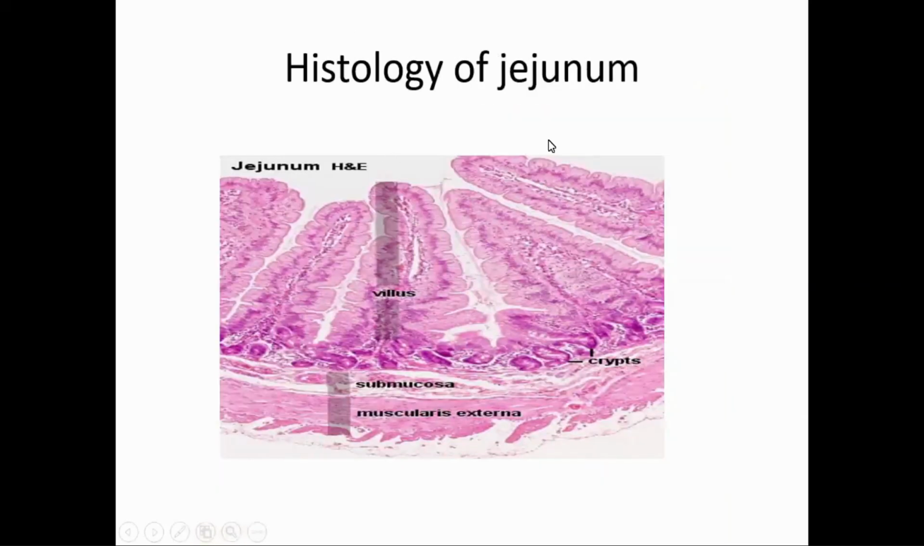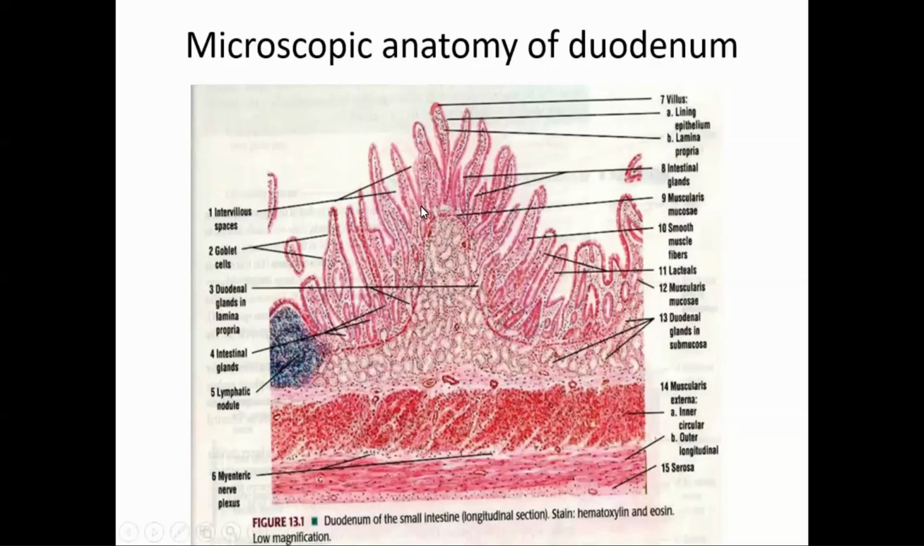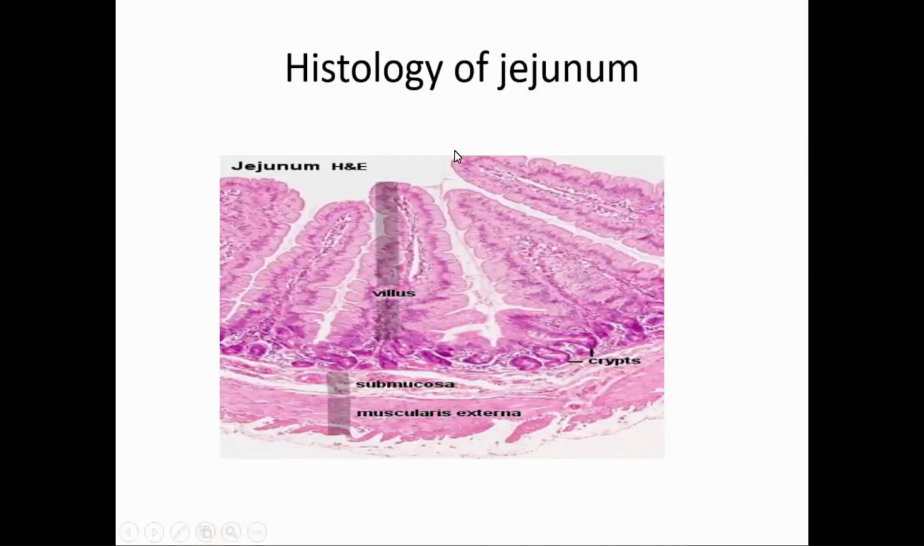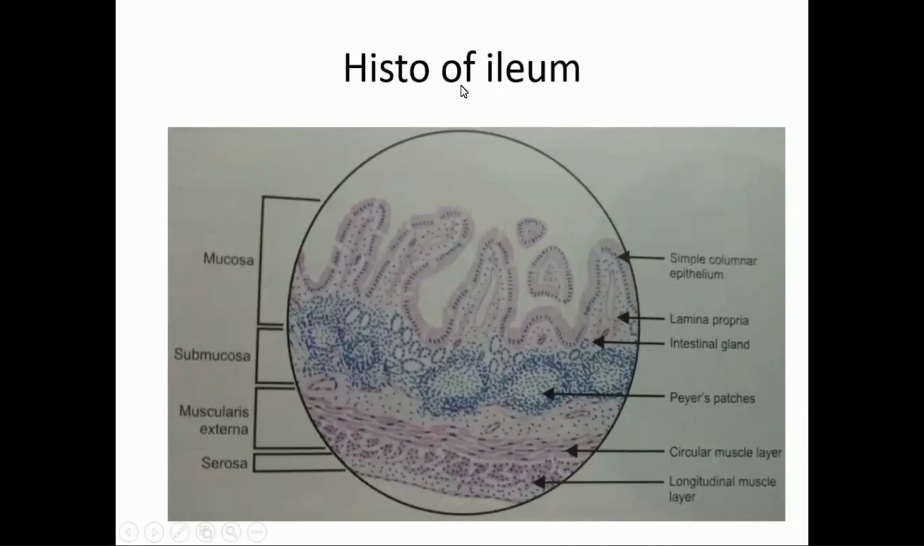Now the histology of the jejunum. The histology of the jejunum is also the same, consisting of the 4 layers. The shape of the villi in the jejunum is tongue shape. The shape of the villi in the duodenum is leaf shape. And in the microscopic anatomy of the ileum, there is a presence of the Peyer's patches in the lamina propria.